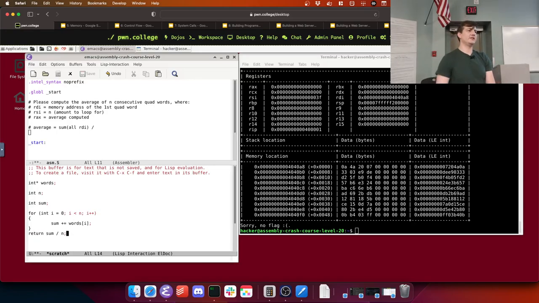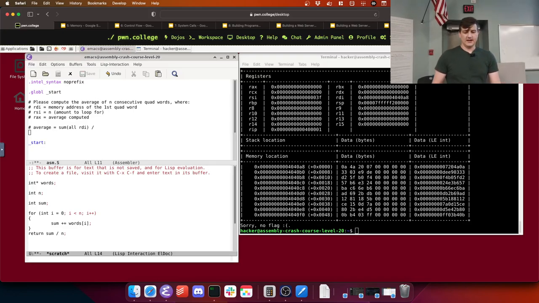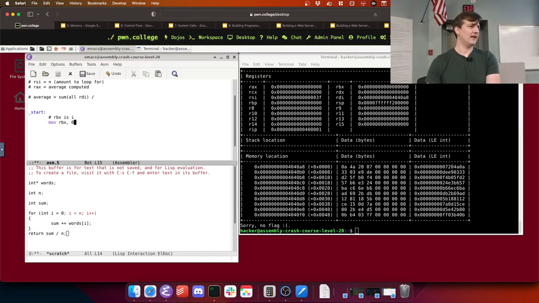So this is another way to approach this, right? First write either C code or even just pseudocode. What are you actually trying to accomplish? Then you can go into your assembly code and say, okay, great, I will need things like an i. So let's move into, what do we want? RBX, RBX will be our i. And I would even write a comment, RBX is i, to remind me of what I want to do here. So move zero into RBX.